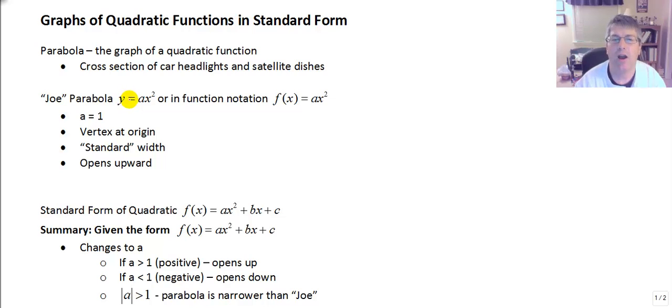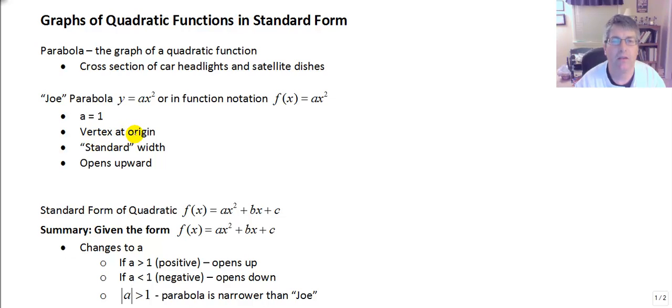The graph of our base parabola is taken from the equation y equals ax squared, or in function notation, f of x equals ax squared, where a is equal to 1. And I call the base parabola Joe parabola, kind of in deference to the average Joe. This is our standard typical parabola. So a will always be 1. The coefficient on our quadratic term is 1.